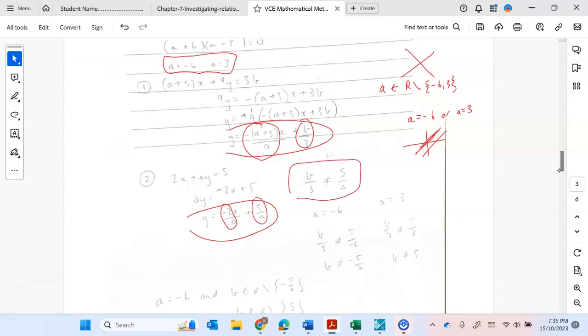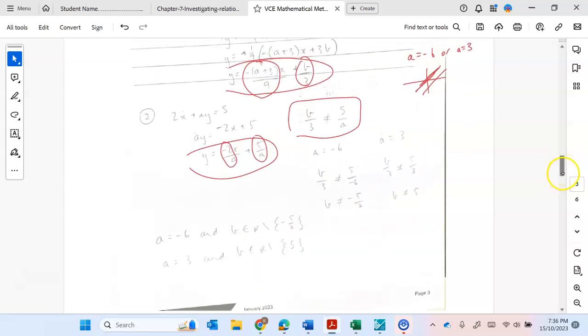So I think if you got to this point, you've probably got 2 marks, maybe 3. Yeah, I would probably say 3. And then you've got a test. So when a equals -6, b can't equal -5 on 2. When a equals 3, b can't equal 5. So we've got 2 solutions. Actually, I would say this would give you 3 marks. This will probably give you the 2, or maybe a little bit above that would give you 2.